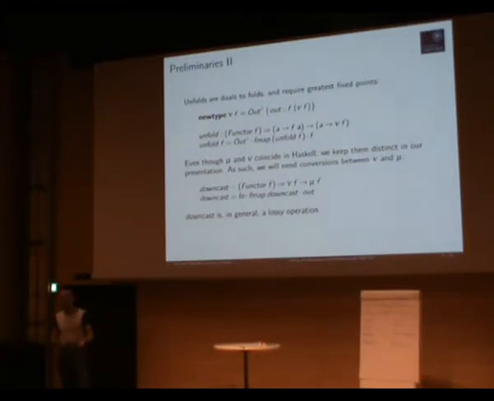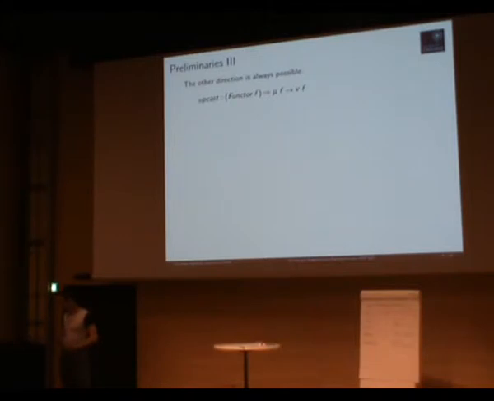We'll often need conversions between the two worlds, so to say. So we have a downcast function that goes from a greatest fixed point to a least fixed point. We can do this in Haskell because they coincide, but in general this is a lossy operation, so we can't go through it. The other direction, however, you can always do, because you can always embed a least fixed point into a greatest fixed point.